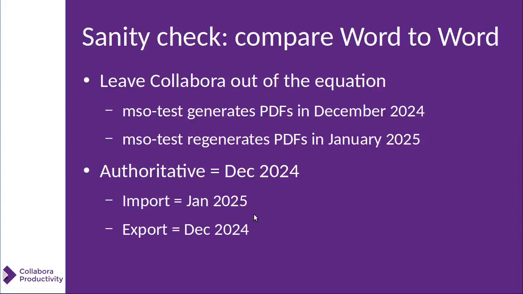Okay, so let's start off with a sanity check to see how well the tool works and what some of the limitations of it might be. We can do this by comparing Word to itself. So let's leave Collabora out of the equation entirely. We can use the tool to do a comparison where we make the authoritative the December version, the import can be the January one, and the export one will again be the exact same PDF as the authoritative one. So let's take a look at what that would look like in the reporting that we get from our tool.